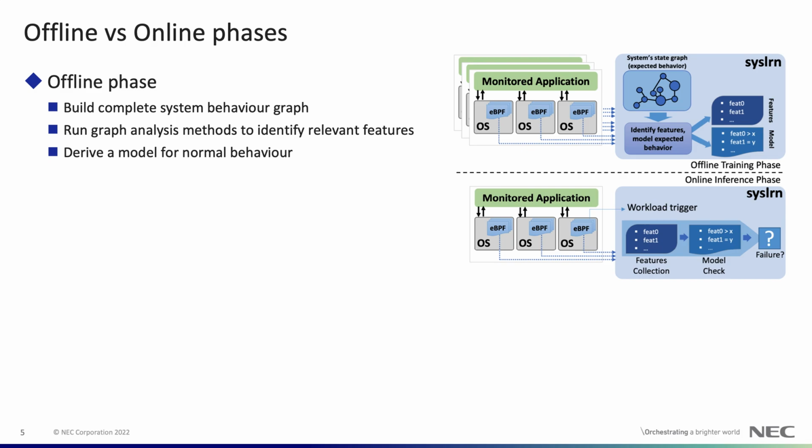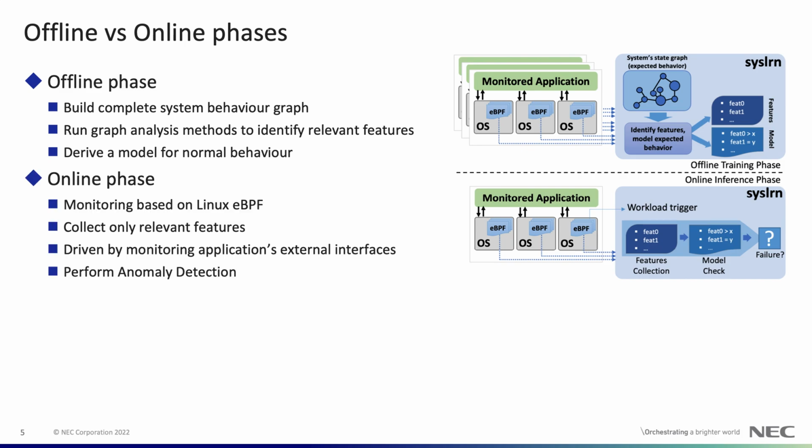We then run a set of graph analysis methods to identify relevant features, which are then used to derive a model for normal behavior. Since this phase is offline, we can afford to perform more sophisticated analysis techniques. In the online phase, we instead only collect relevant features which have been learned in the offline phase. Here, the monitoring is based on Linux eBPF, which enables to inject small programs at relevant kernel hooks and to efficiently collect the required information.